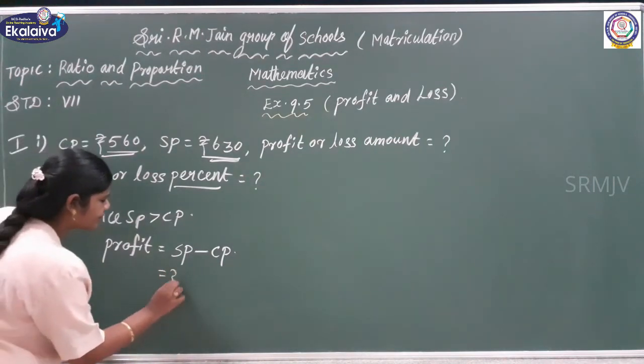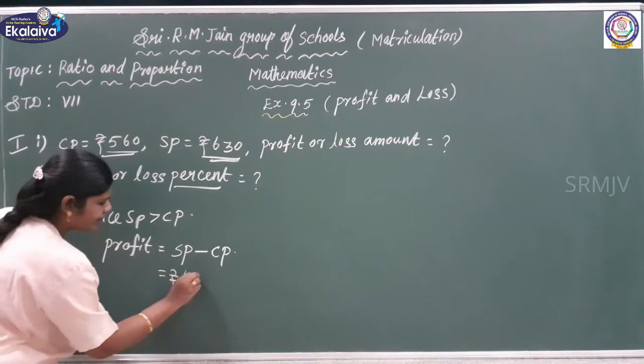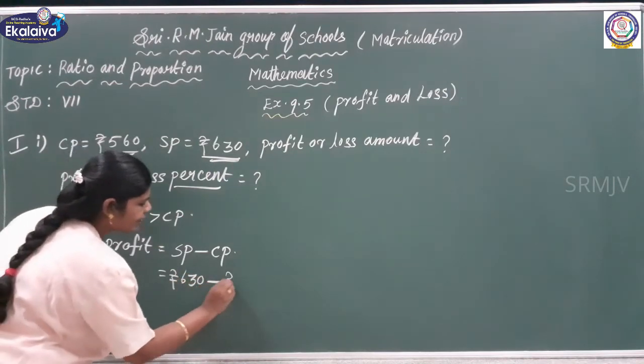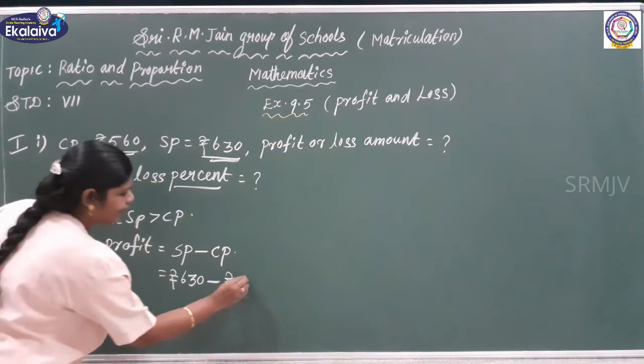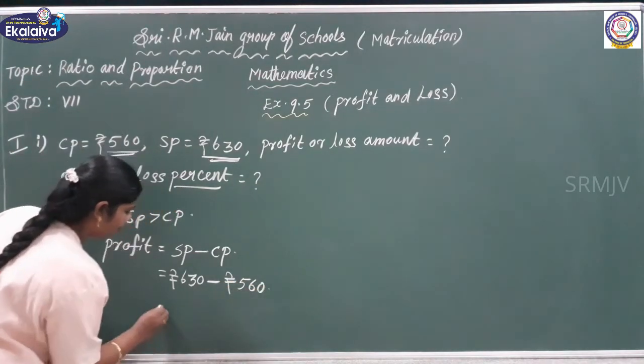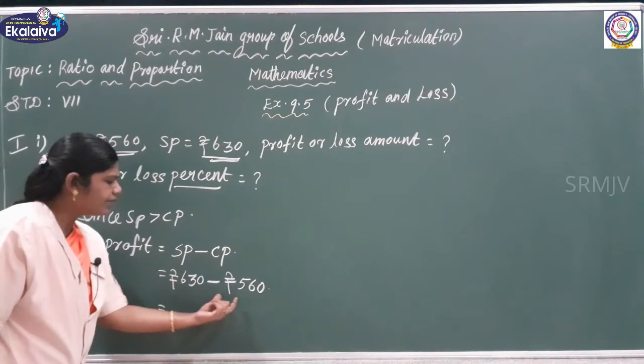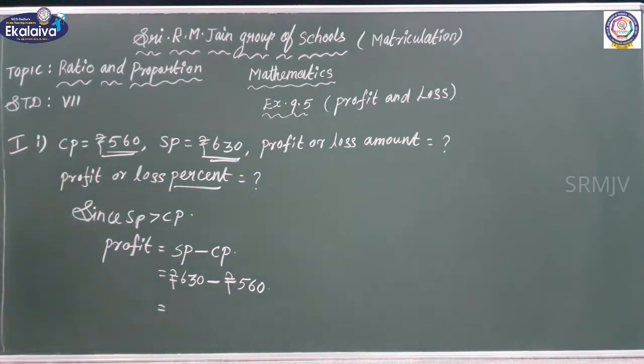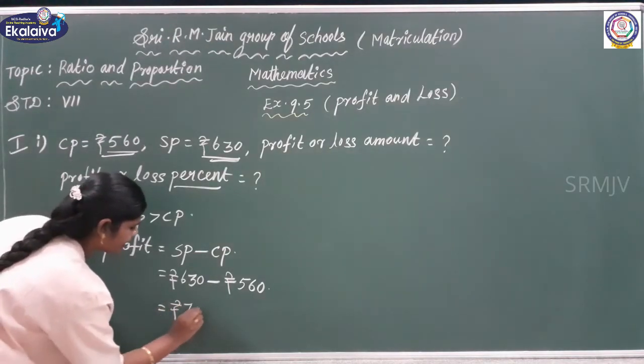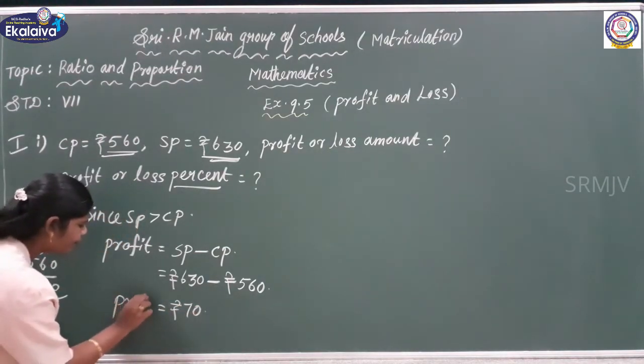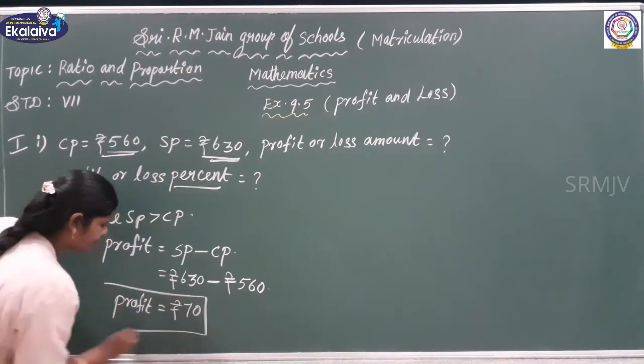Here selling price is 630, minus the cost price 560. Now subtract this, children. 630 minus 560. 0 minus 0, then borrow: 5 becomes 13, 13 minus 6 is 7, so 70 rupees. So profit equals rupees 70.